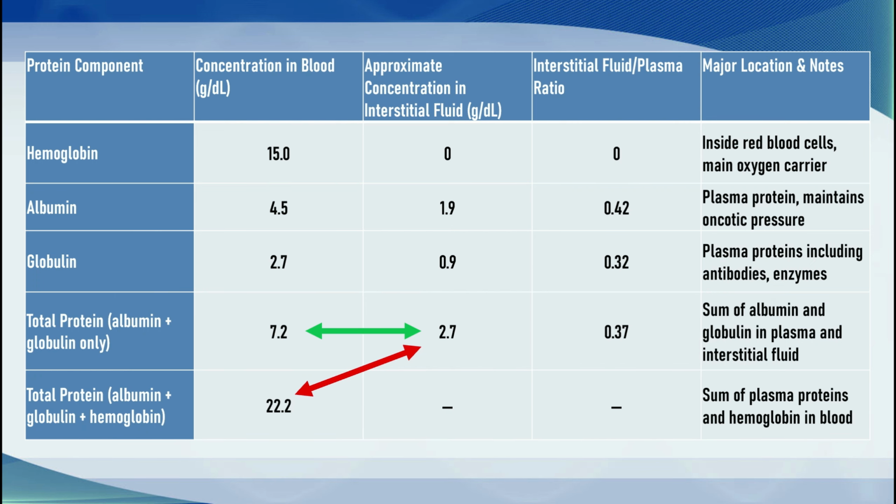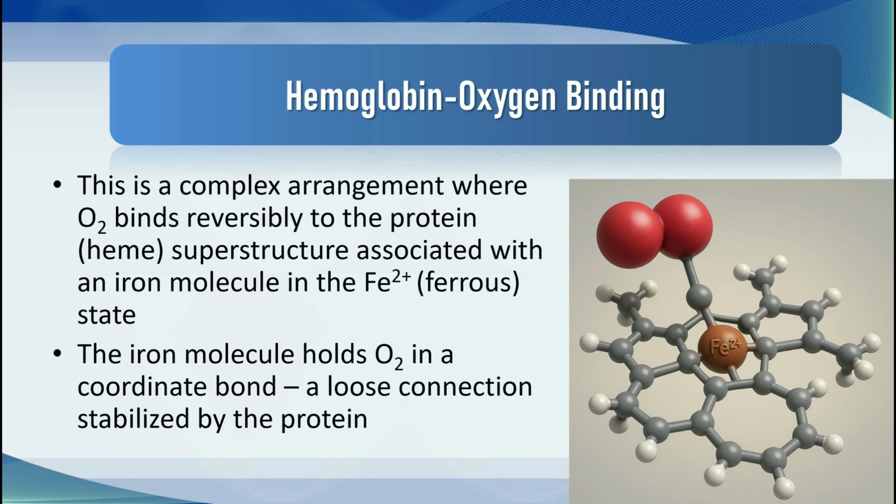The main role of hemoglobin is to bind oxygen, and it's a complex arrangement where oxygen binds reversibly to the protein that's known as heme superstructure associated with an iron molecule in the ferrous state. The iron molecule holds oxygen in a coordinate bond, a loose connection stabilized by the protein. The heme part specifically refers to the iron-containing porphyrin group. The globin refers to the protein part. It's the metal component that binds the ligand.